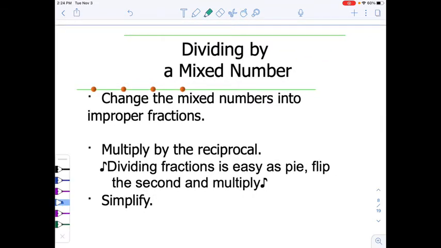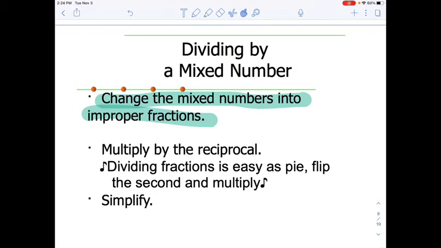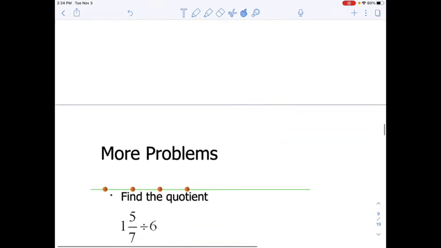Then, when we're dividing by a mixed number, the most important thing to remember is that we have to change them to improper fractions first, before we do anything else. And then we're just going to use our normal rule of keep, change, flip.